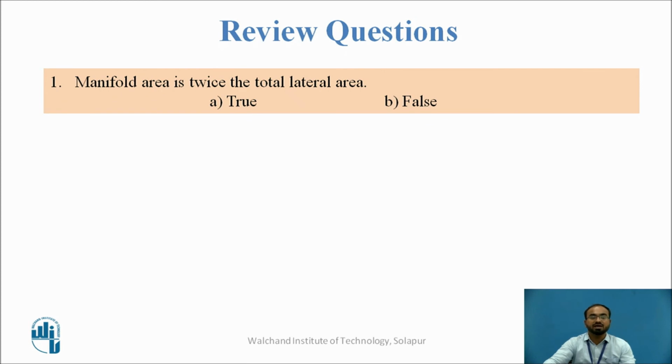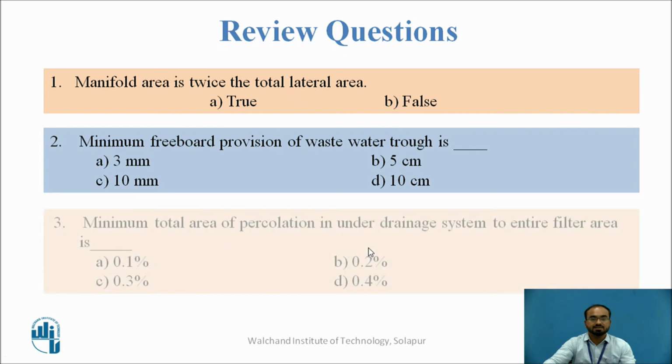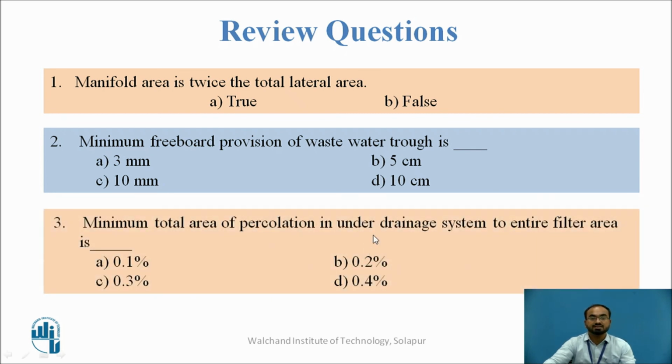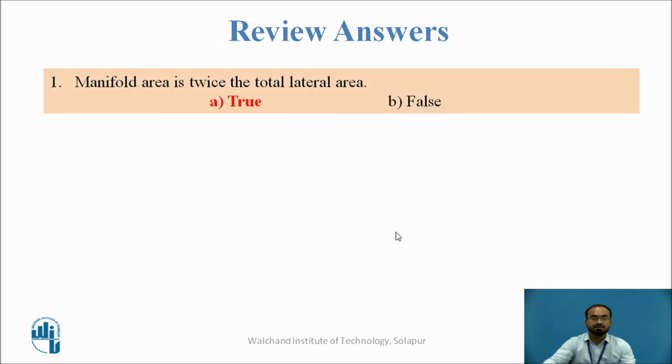Manifold area is twice that of the total lateral area. Whether this is true or false. Minimum freeboard provision of wash water trough will be 3 mm, 5 centimeters, 10 mm or 10 centimeters. Minimum total area of percolation in under drainage system to entire filter area is 0.1%, 0.2%, 0.3% or 0.4%. So let us have its review answers.